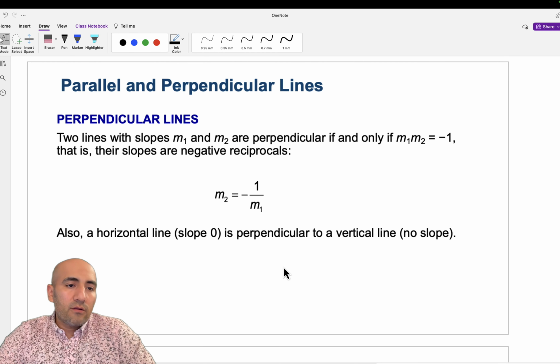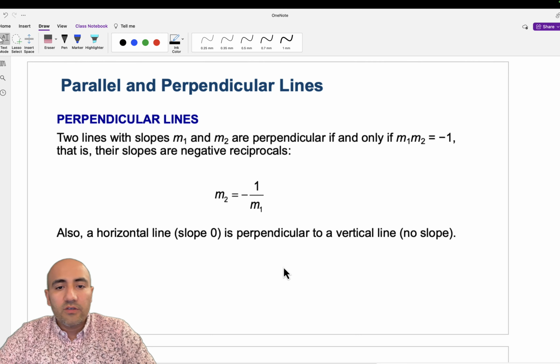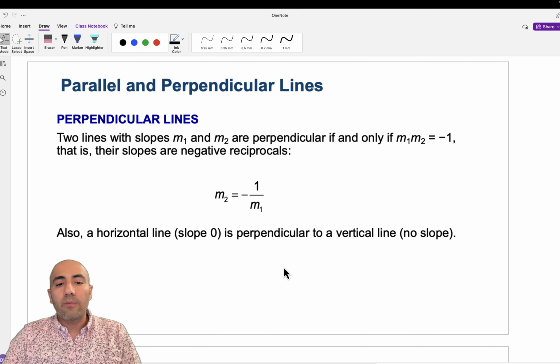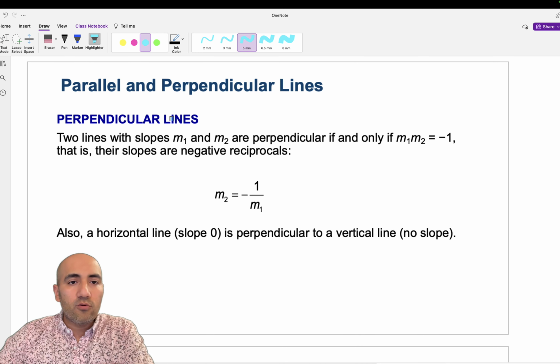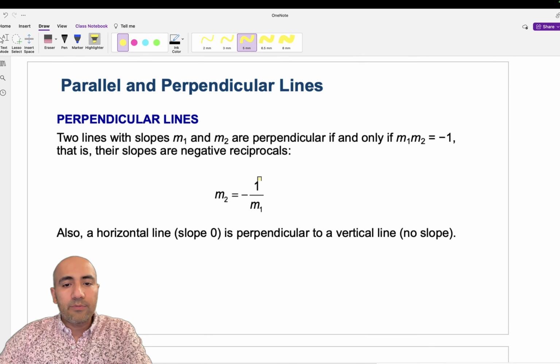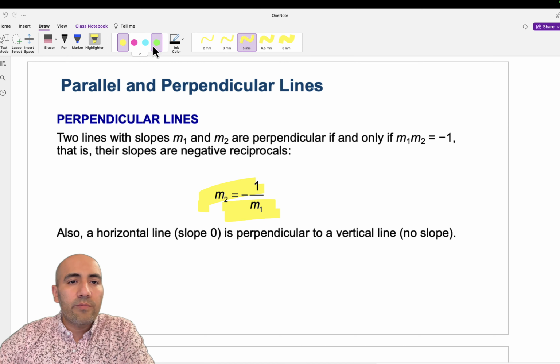All right, perpendicular lines. Two lines with slope m sub 1 and m sub 2 are perpendicular if and only if, when you multiply m sub 1 times m sub 2, the answer is -1. That is, their slopes are negative reciprocals. So it depends on how you remember it. I remember being told, and I've memorized this, that they're negative reciprocals, opposite sign and reciprocals. But I think this is a little easier to remember.